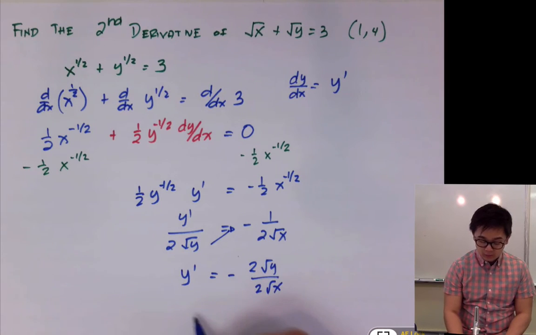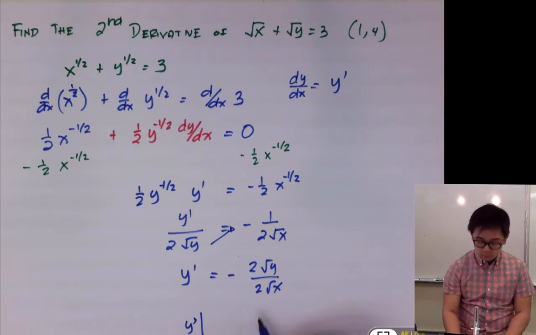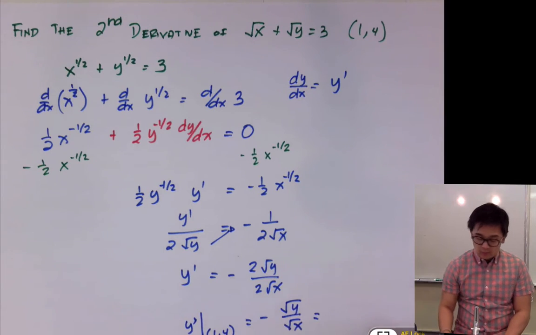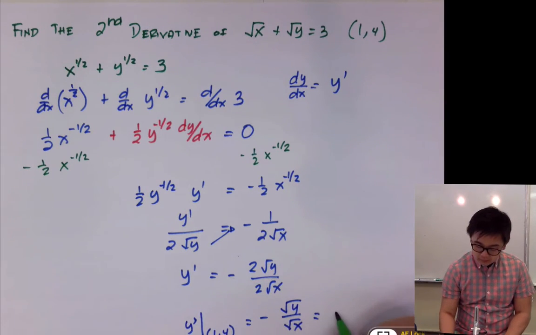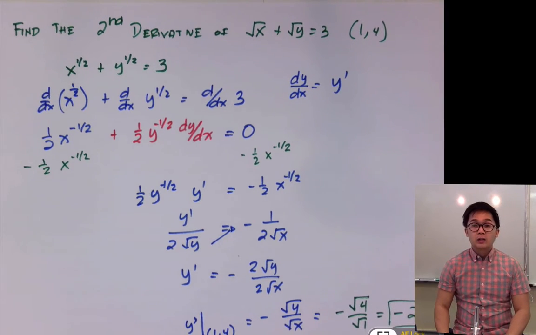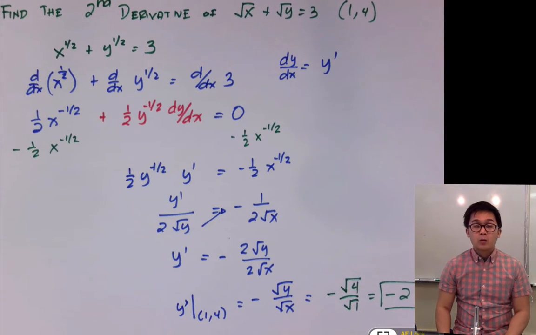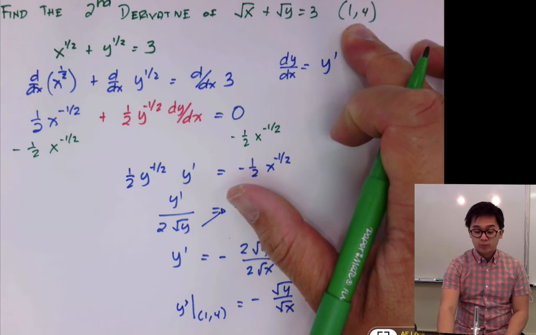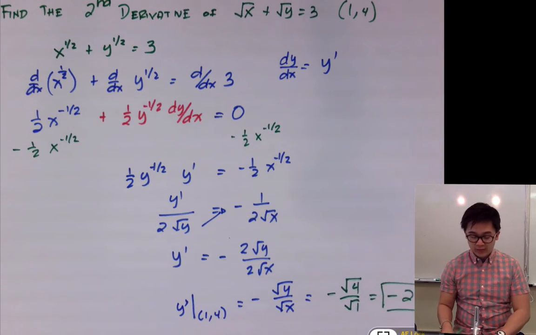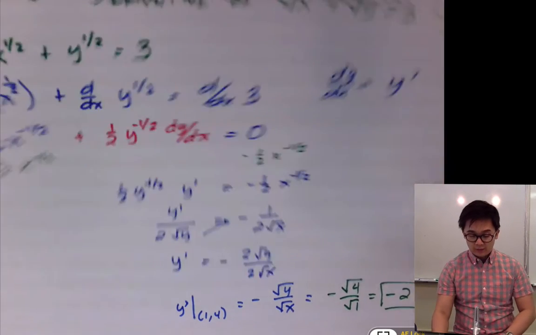So by simplifying this y prime, we can evaluate y prime at the given point (1, 4), which means we can substitute the value of y and x and give us negative square root of 4 all over square root of 1, which is equal to -2. So our y prime evaluated at the given point (1, 4) is simply -2. So we're now finished with the first half. Now let's go ahead and find the second derivative of this function.